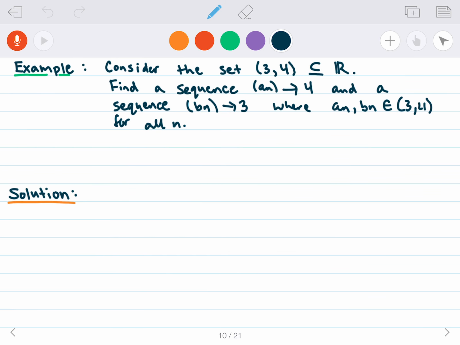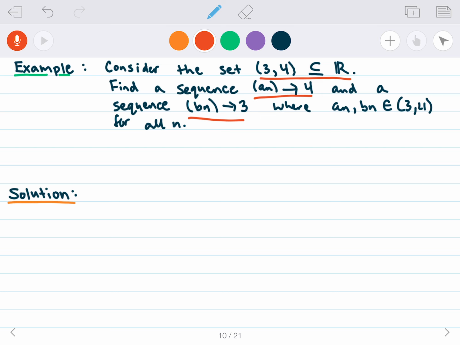Okay, and we can see this in practice here with just a small example. So we have a bounded set in the reals, so 3, 4 is acting like our capital S. And we can find a sequence, so that proposition tells us that we're guaranteed to find a sequence a sub n that converges to the supremum of the set, which is 4. And we're also guaranteed to find a sequence that converges to the infimum of the set, which is 3. And each term in our sequence is going to be in the set 3, 4.